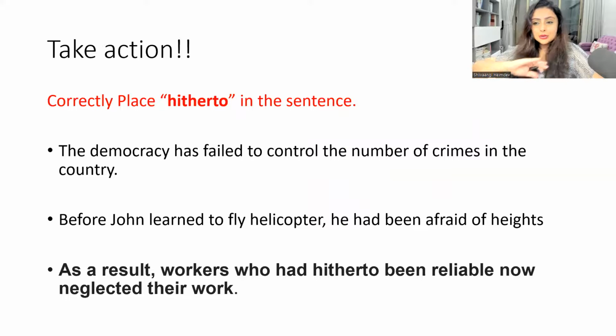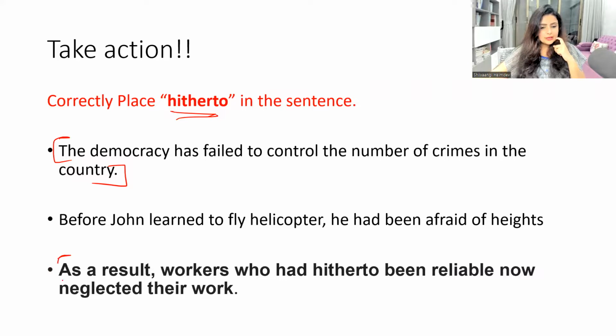Generally, as a norm, whenever I teach you a concept, at the end of the video I give you some sentences and I expect you to solve them and comment below the video so that I can understand whether you have understood the concept or not. And I make sure that I reply to the answers given. Look at the first one: the democracy has failed to control the number of crimes in the country. Now you have to correctly place "hitherto". But where? You will tell me that.